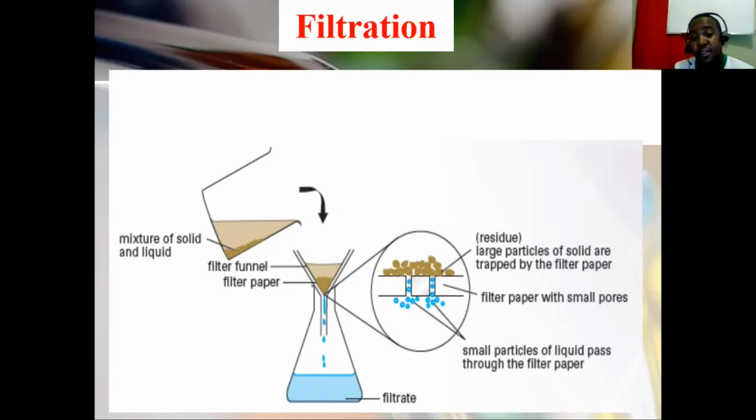And we know that the liquid that flows through the filter paper is called the filtrate, and what remains in your filter paper is called the residue.